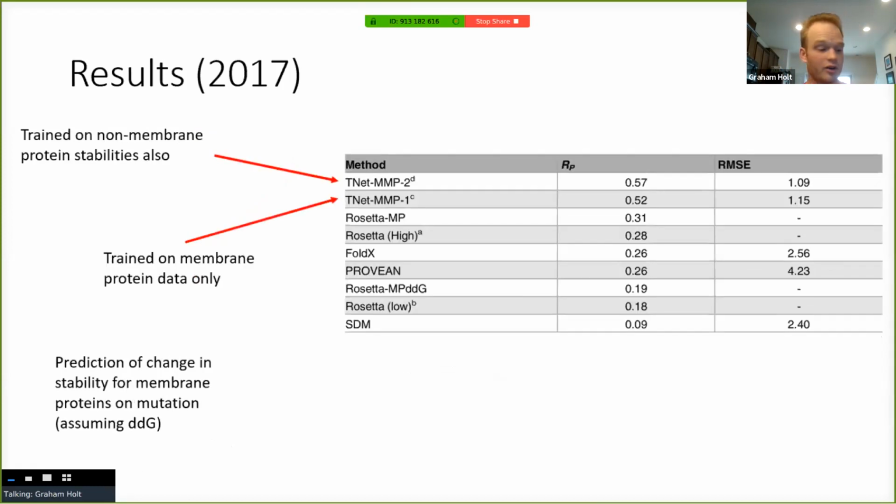And then one other interesting thing that they did is they used, I believe they called it multitask learning. Essentially they incorporated membrane proteins, which are particularly difficult to model because of the different chemical environment. And so interestingly, when they trained their models on both membrane and non-membrane protein stabilities, they did better than the membrane protein data only. So that was pretty interesting.